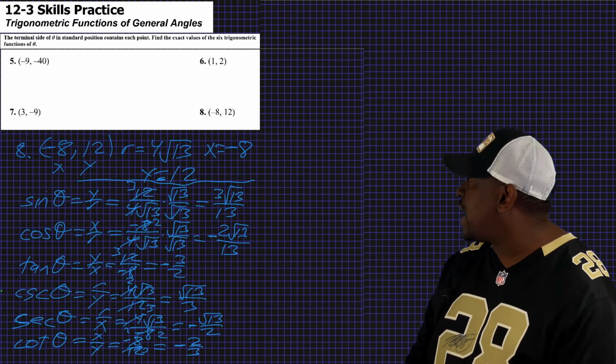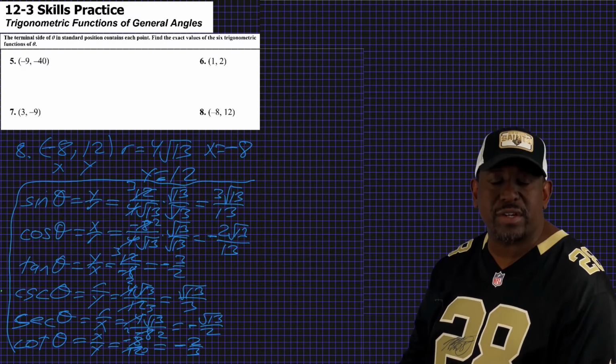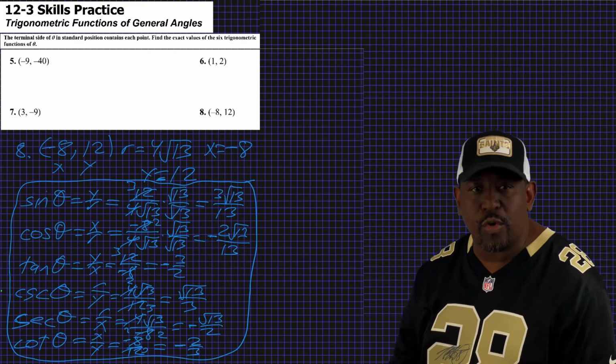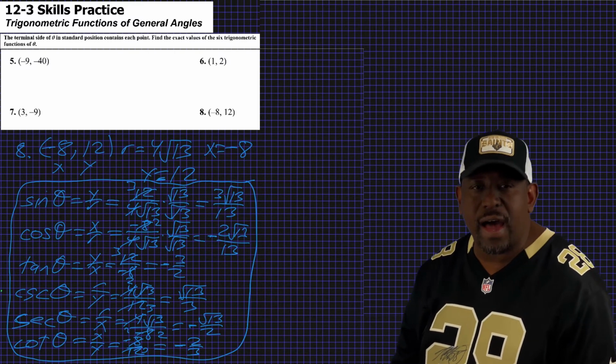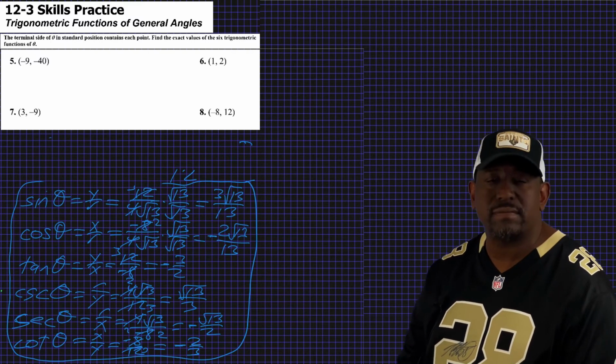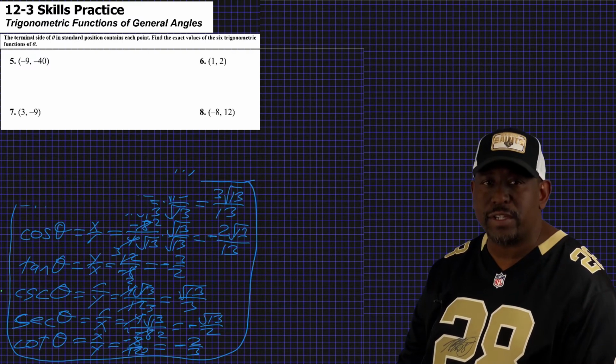So we have now gotten our 6 trigonometric values. When r is a square root, you do have to do a little more work to simplify your values of the 6 trigonometric functions. So that's a neat problem to do.